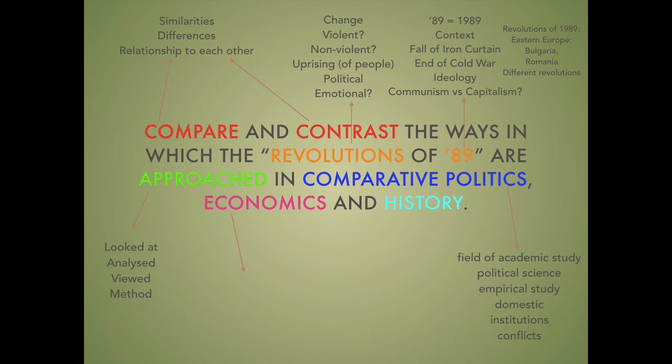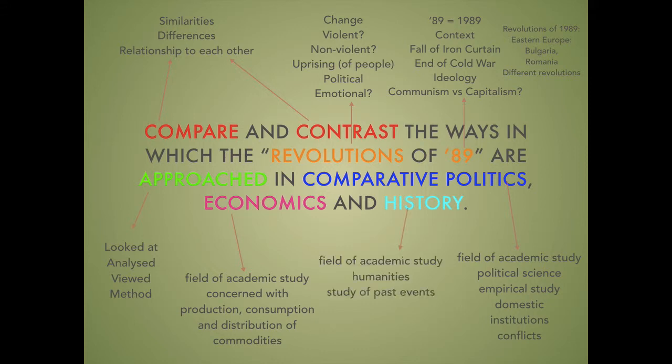What's economics? Well, it's also an academic field of study. It's concerned with production, consumption and distribution of commodities. And they're going to have a specific method of study. History. It's also a field of academic study. It's a humanities subject, and it's a study of past events. So here we have the different words, and we've looked at briefly what they mean.